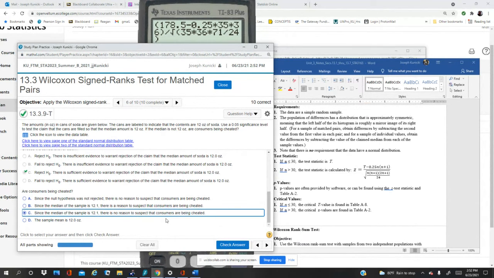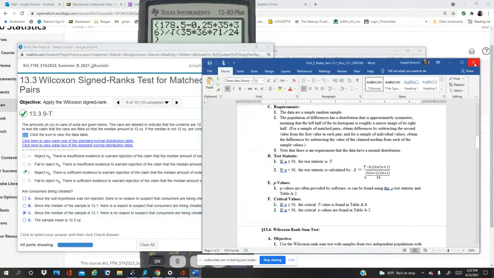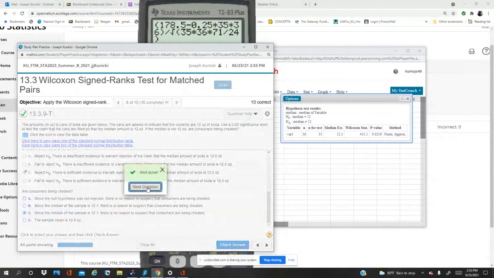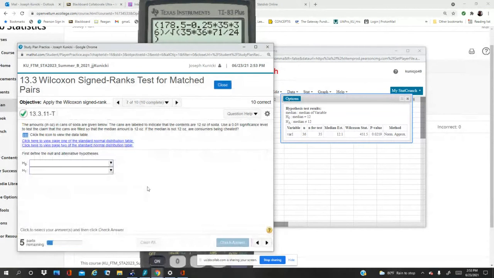So it's C. The median, where did I get that? I don't need this right now. The median's 12.1. There it is. Since the median's 12.1, I don't think the customers are being cheated. That's how I would answer it, and that's a good answer.